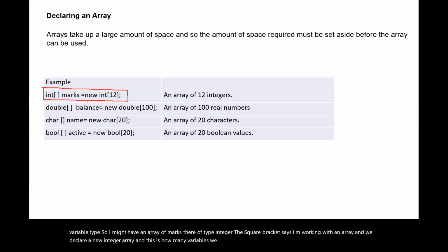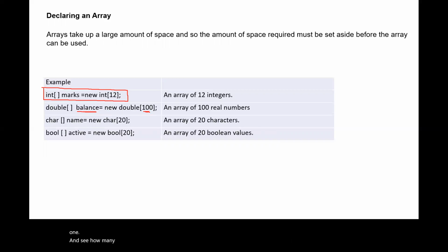Works exactly the same way if you're using doubles, characters, booleans. You always put the square brackets to say it's an array, the name of the array, and then create your new one and say how many you want.